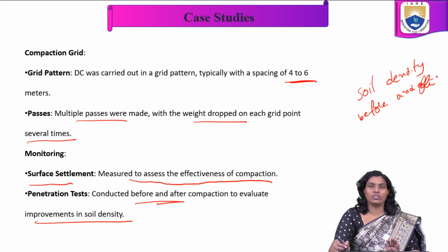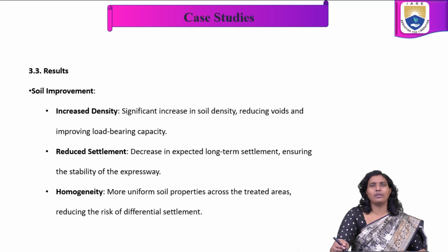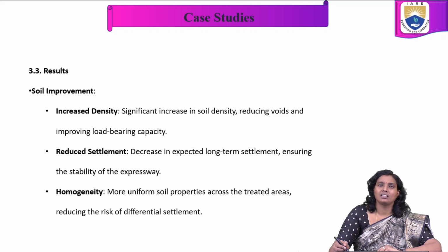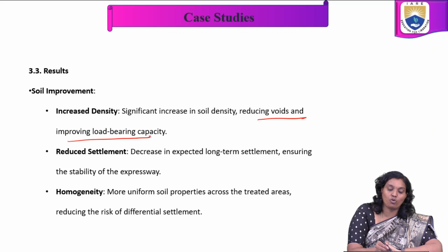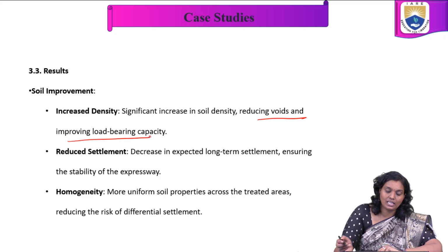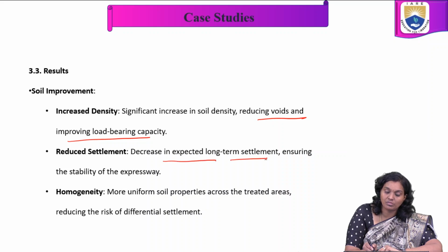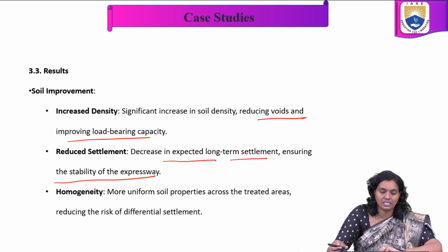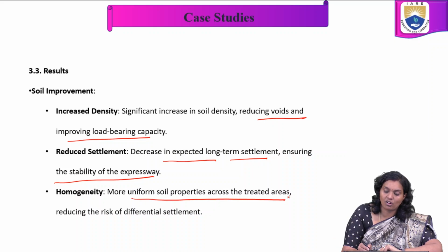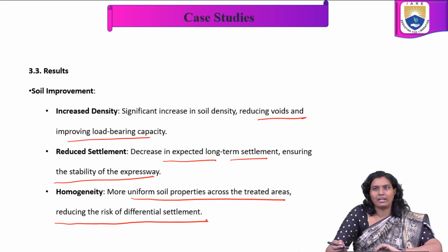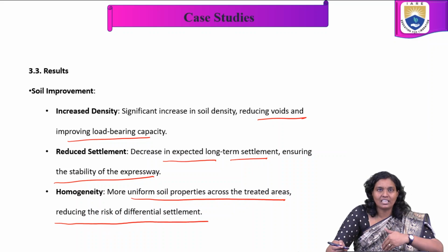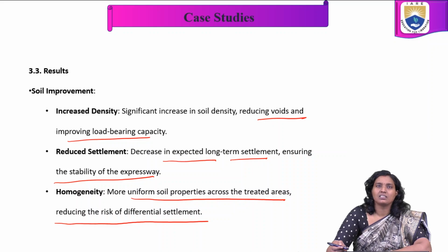For a better understanding of the properties and the results: soil improvement, with a significant increase in soil density, reducing the voids and improving load bearing capacity; reduced settlement, a decrease in expected long-term settlement, ensuring the stability of the express highway; and homogeneity, more uniform soil properties across the treated areas, reducing the risk of differential settlement. So these are the results we get from this.